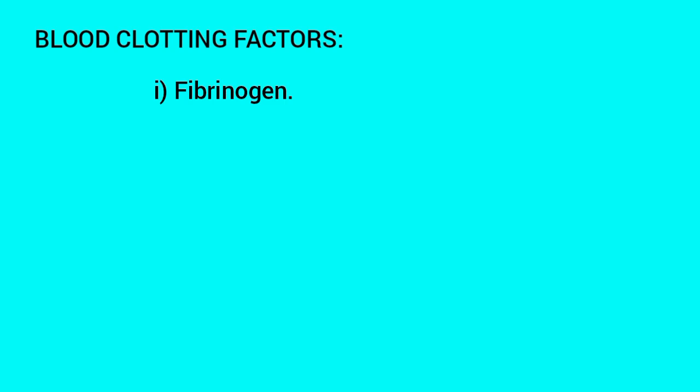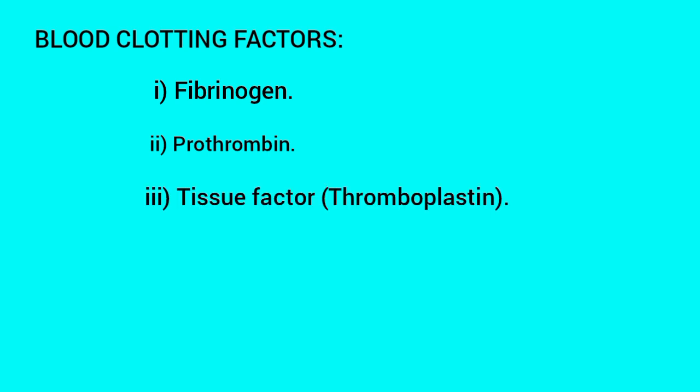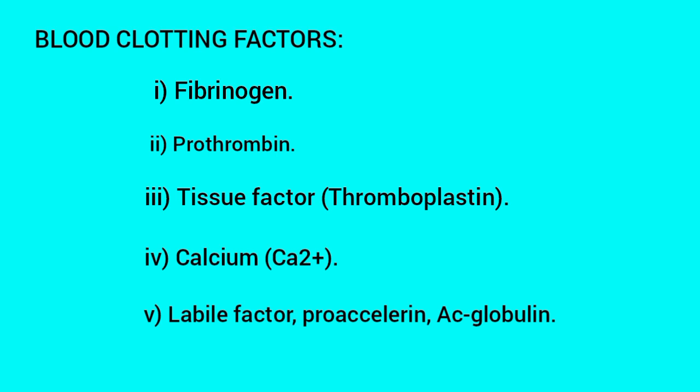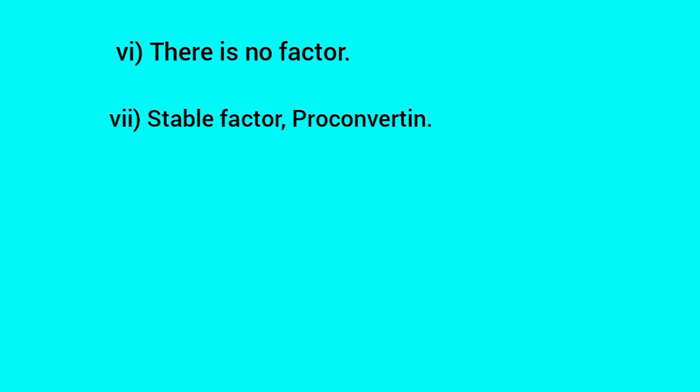Before the clotting process, let us know about the 13 clotting factors. They are: first factor is fibrinogen. Second factor is prothrombin. Third factor is tissue factor, that is, thromboplastin. Fourth factor is calcium. Fifth factor is labile factor, proaccelerin, AC globulin. Sixth factor, there is no factor. Seventh factor is stable factor, proconvertin.